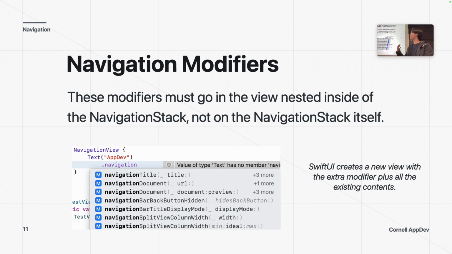You can also add modifiers to the stack. For example, if I want a navigation title, I would use the .navigationTitle modifier. Now notice that we put the modifier inside of the NavigationView. NavigationView and NavigationStack are basically the same thing. This is just outdated; the newer version for iOS 16 is NavigationStack. But yeah, same thing. If you were to add a modifier, that modifier must go inside of the NavigationStack. You don't add that to the NavigationStack itself.